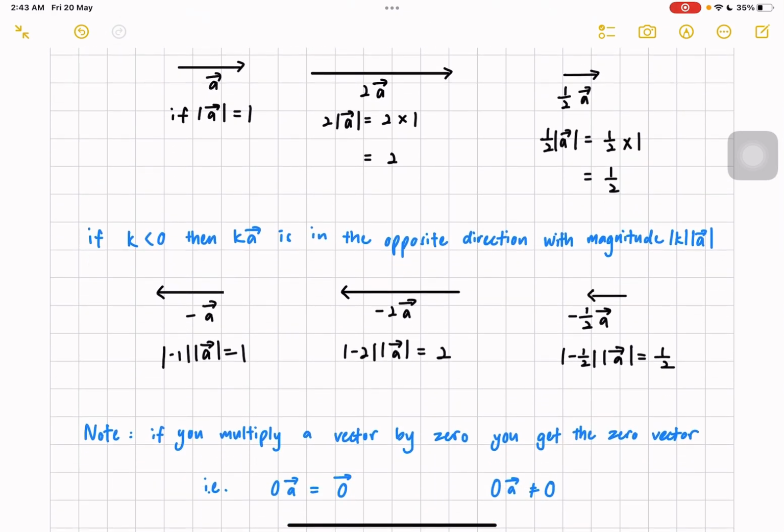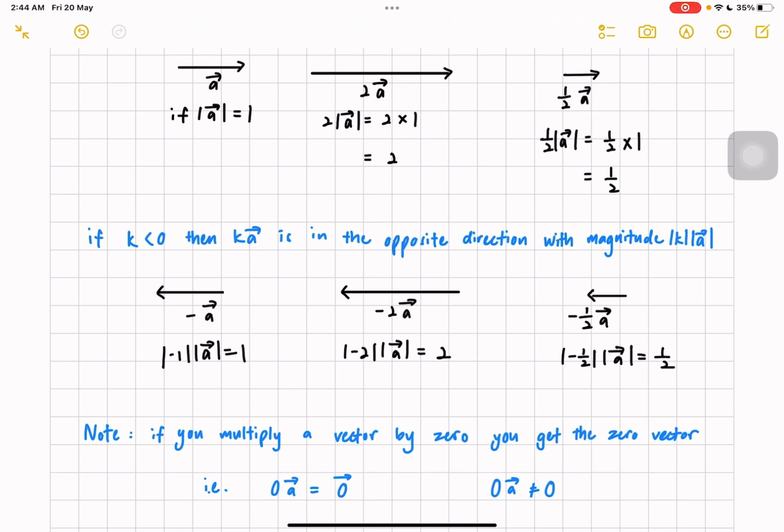Next, if K is less than 0, so it could be -1, -2, -3, then Ka is in the opposite direction with magnitude absolute value of K multiplied by the magnitude of vector A. Now why do we take the absolute value of K in this scenario? Because imagine the length of something. Even if the length is in the opposite direction or any direction, the length will still not change, right? The length will always be constant no matter what direction you flip it in. It's the same as a vector. That is why we need the absolute value of K.